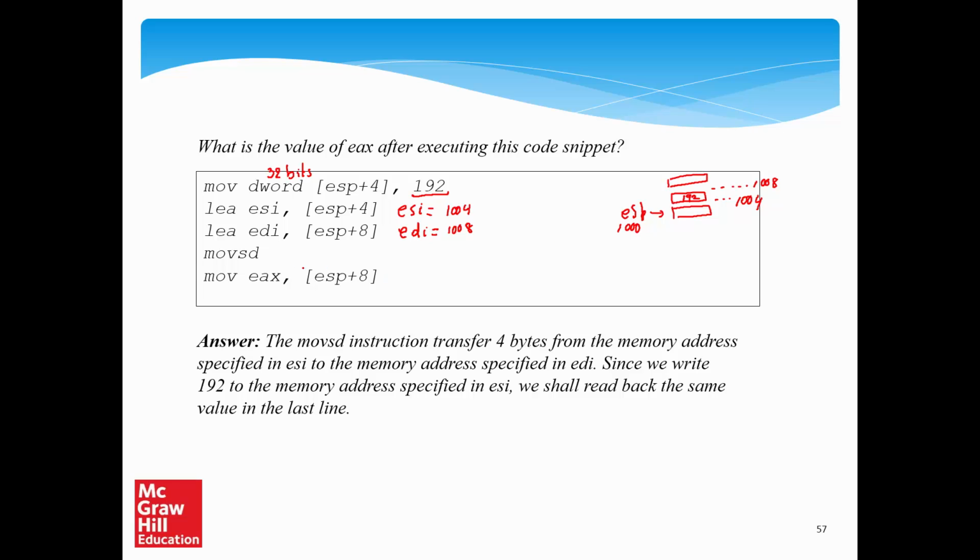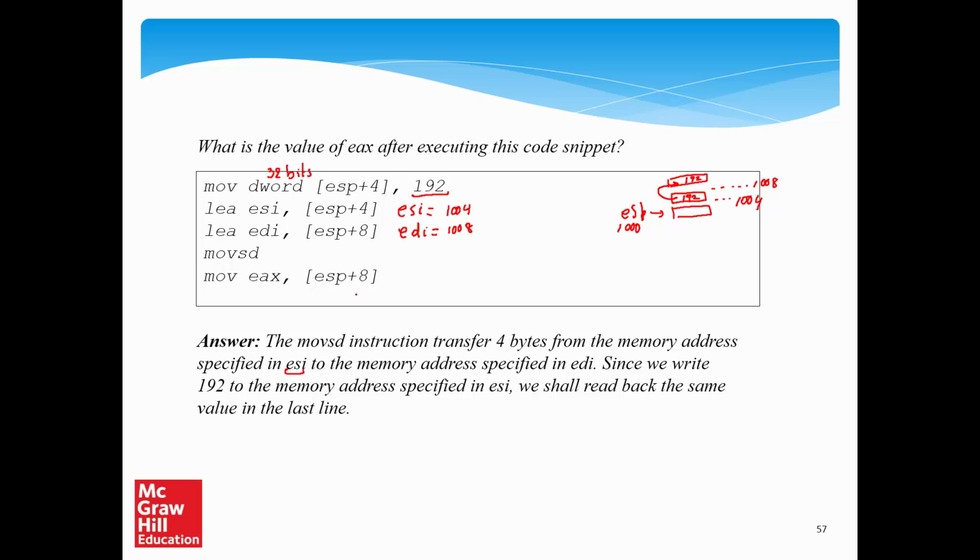Then we execute the move ST instruction. The move ST instruction will transfer 4 bytes from the memory address specified in ESI to the memory address specified in EDI. Fine. So what is there in ESI? ESI points to 1004, which has 192. So these contents will get transferred over here. So 192 will get written over here.